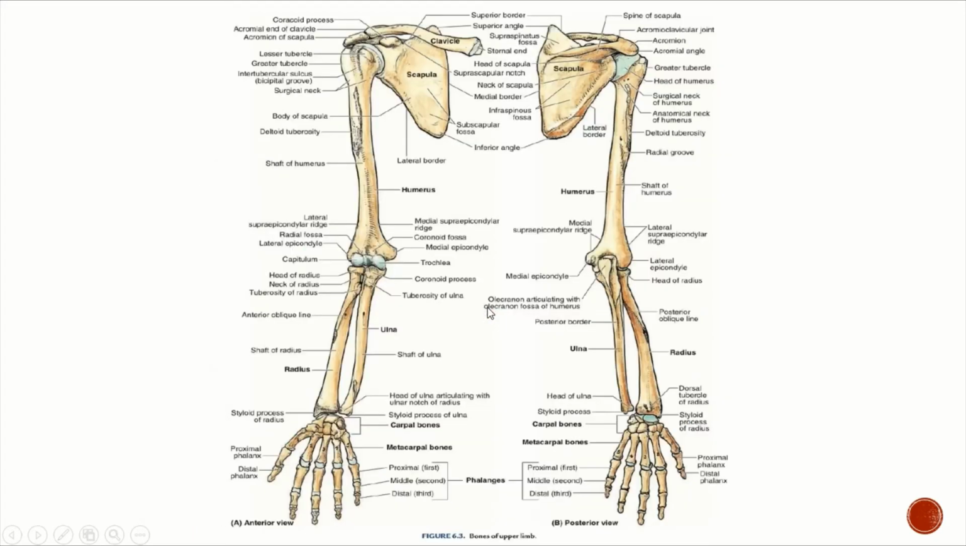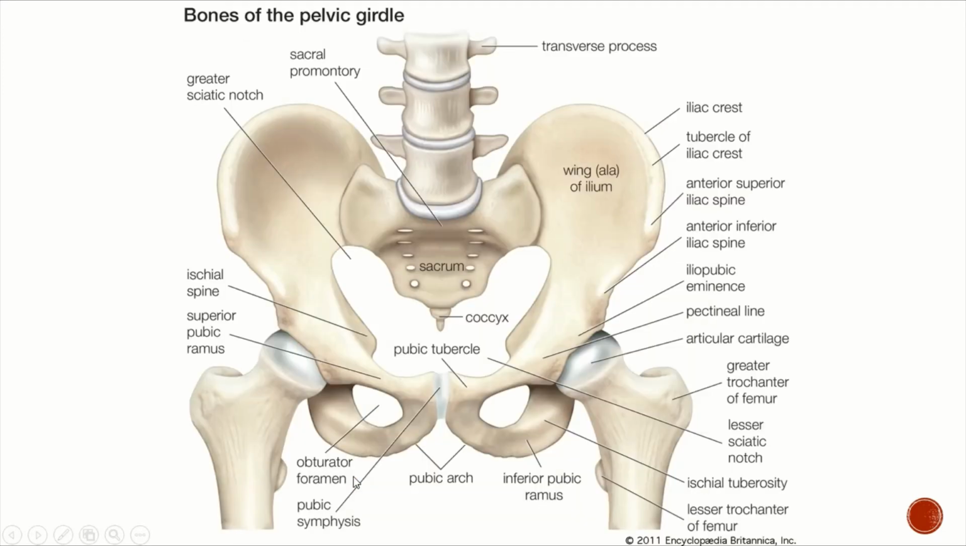Then the main bones of the upper limbs are the clavicles and the scapula on the back. Then we have the humerus, ulna, radius, and in our hands we have the carpal bones. We have carpal, metacarpal, and then the phalanges. We have proximal, middle, distal. Phalanges are the fingers basically.